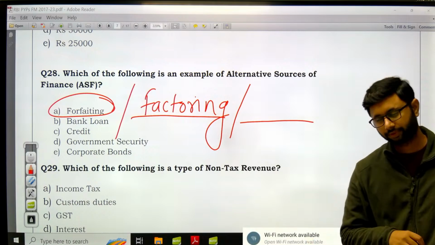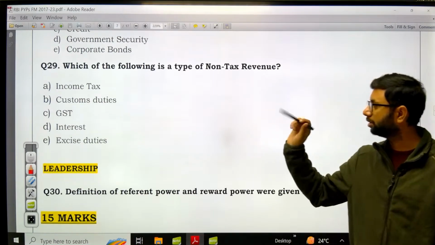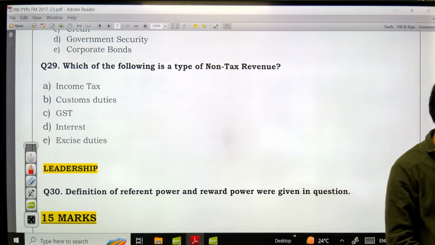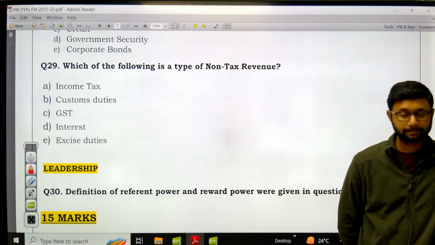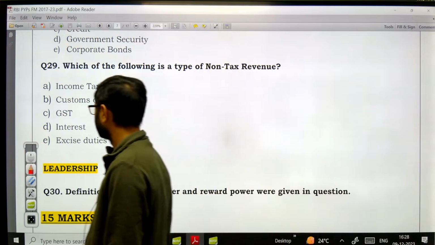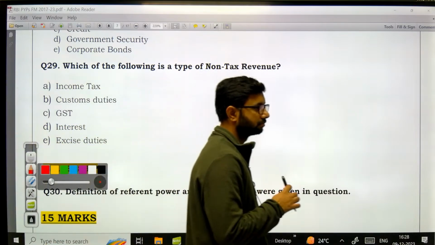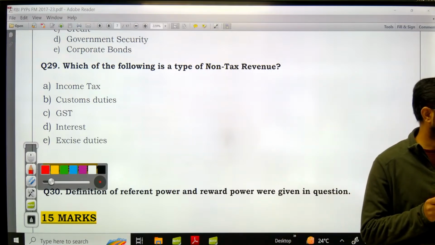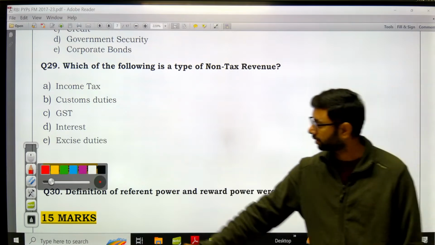Factoring, lease. Yes, correct. Last question. Which of the following is a type of non-tax revenue? It should be an easy one. Okay. I hope everybody should do this. Tami says D. Okay. What about others? Yes, interest is the correct answer.